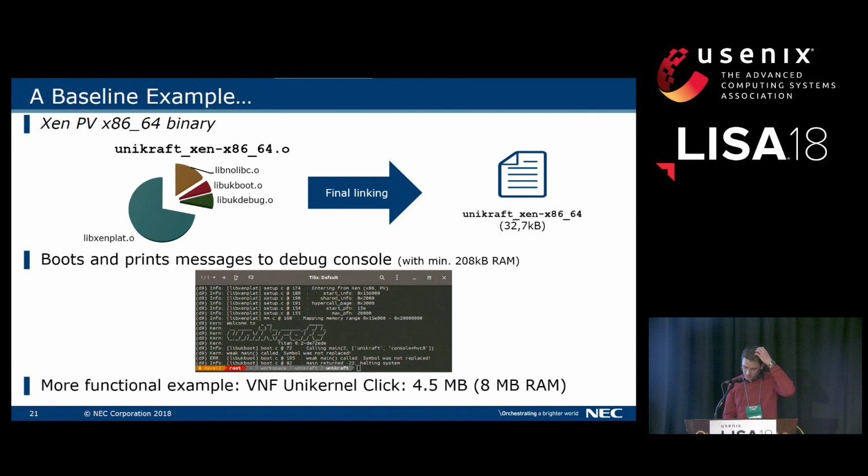And to give you a more realistic example, we had a unikernel built for NFV, as a network function, where we used the Click software. That image was 4.5 megabytes in size, and it required 8 megabytes of RAM, and it could easily cope with 10 gigabits of traffic.